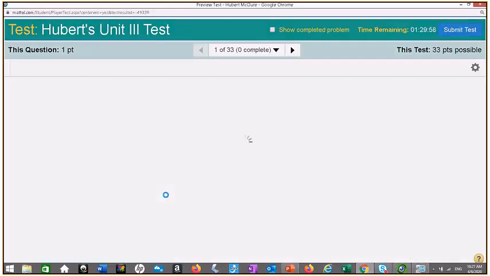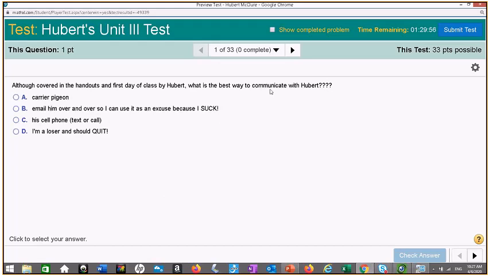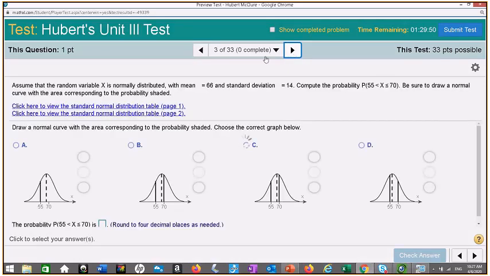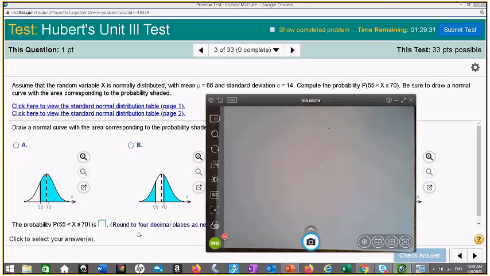All right, so here we go. I'm going to skip the bonus questions. Y'all can answer the bonus questions. All right, so here's our first question. Assume that the random variable is normally distributed with a mean of 66. Draw the curve. So we know this question, draw the curve. So I'm going to draw my handy dandy curve.